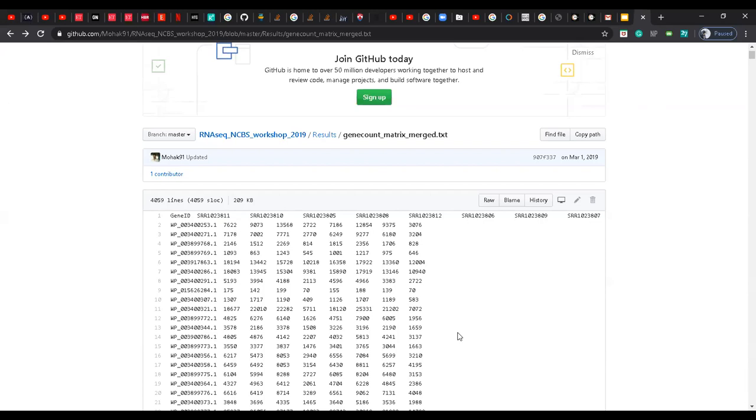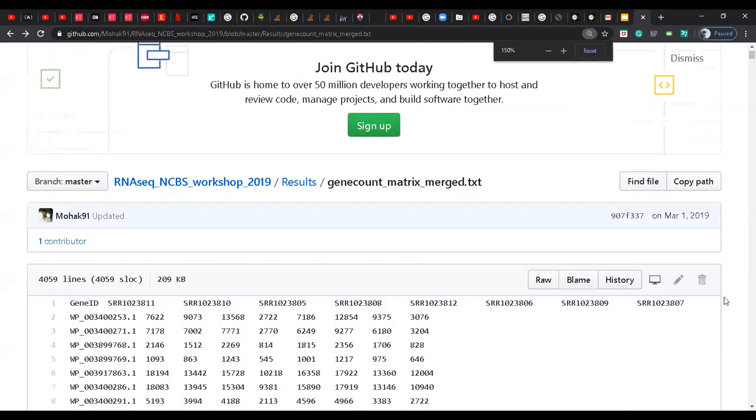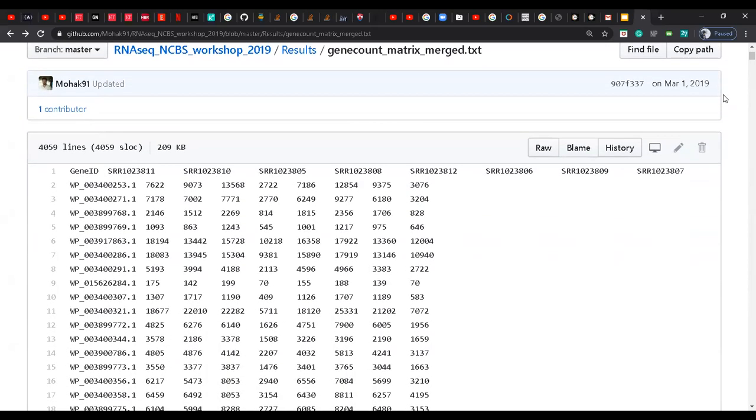Mohak, can you just zoom in because everything is too small, at least for me. The text is very small. Okay. Can you see it now? Better. Yeah, much better.